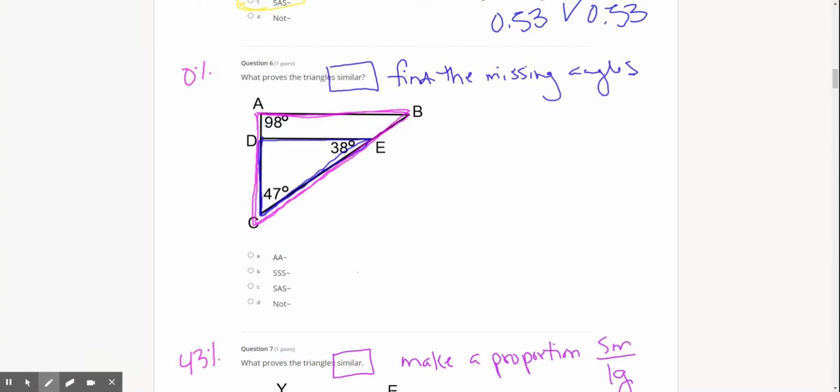What proves the triangles similar? So here we don't have any sides. All we have is angles. So what is our missing blue angle? What's this angle here at D? Can we calculate that? You can either unmute yourself or put it in the chat. It is 95.